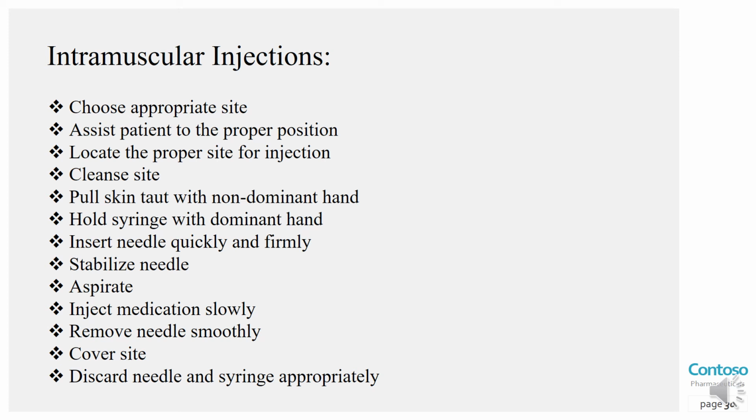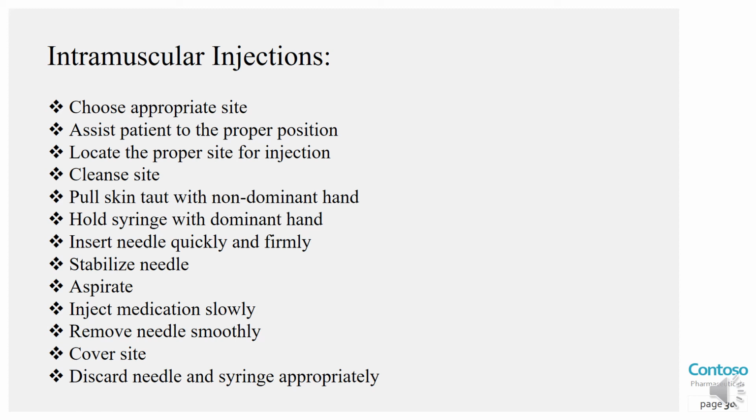Assist the patient into a proper position. Locate the proper site for injection. And then cleanse the site and allow to dry. When you cleanse the site, you will apply the alcohol swab or cleansing swab at the center of the site and cleanse outward in a circular direction for about 2 inches, and then you will let the skin dry. Keep a sterile gauze pad nearby for use after the injection.